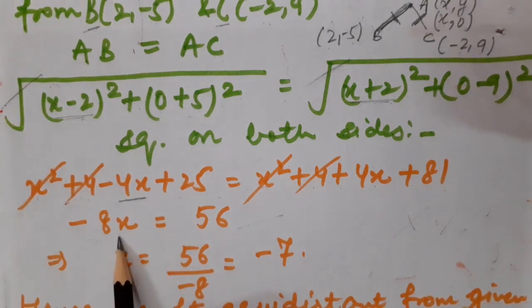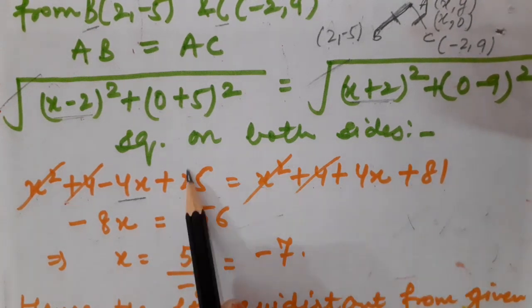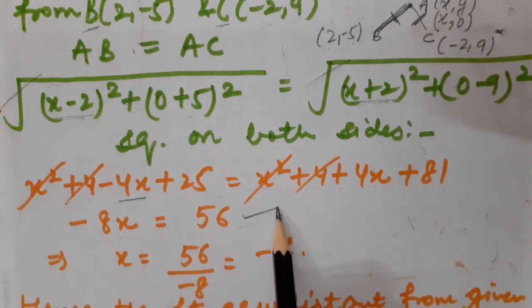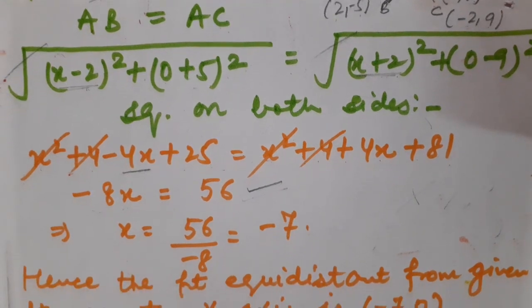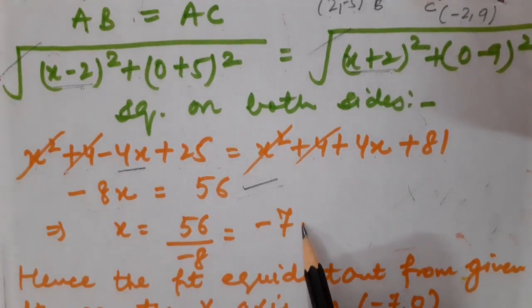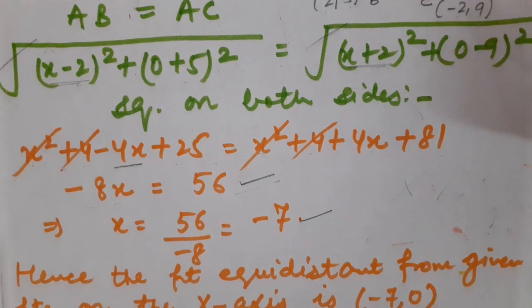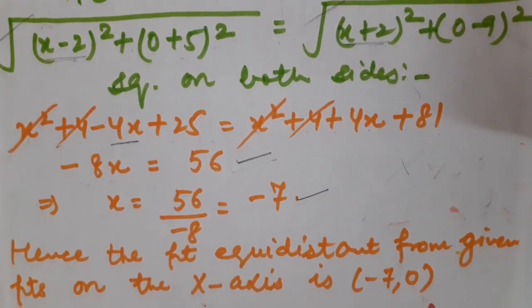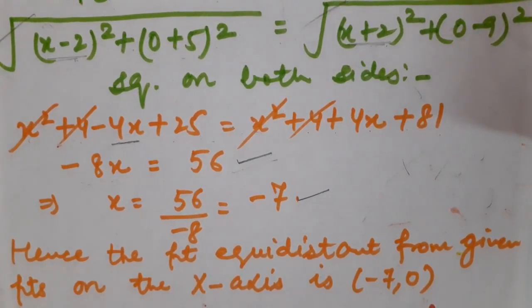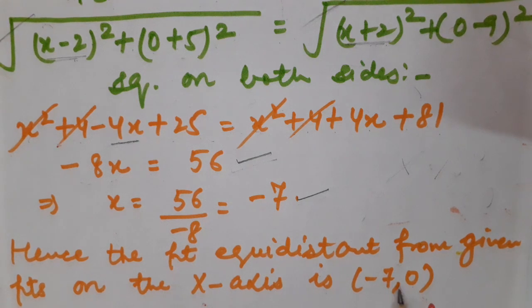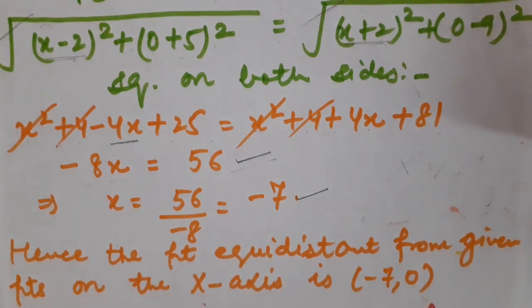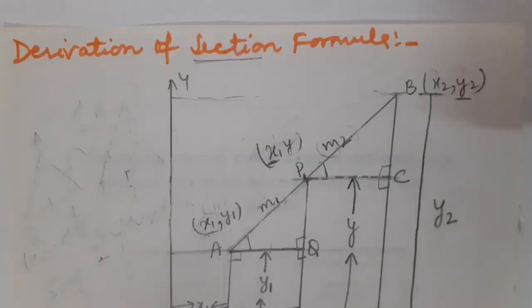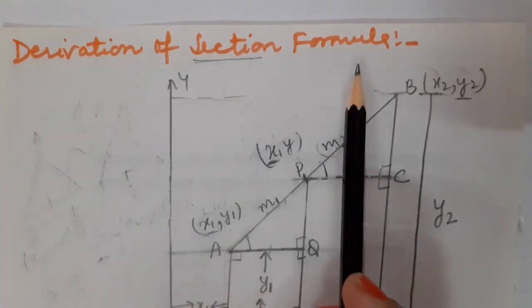So, you have got minus 8x is equal to 81 minus 25, that is 56. So, x is equal to 56 upon minus 8, that is minus 7. So, hence the point which is equidistant from the given points on the x-axis, that was (x, 0) assumed, is (minus 7, 0). Correct, students? Now children, I am going to switch to the next topic, that is derivation of section formula.